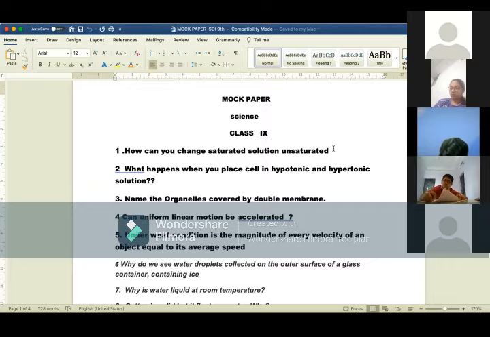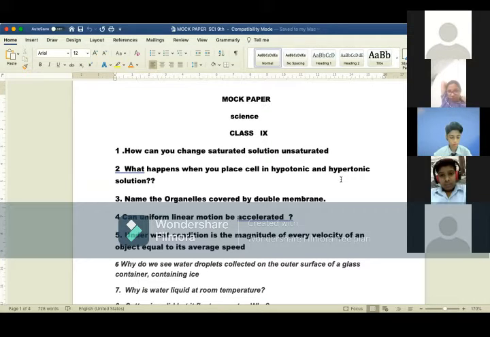All of you will write this answer first. Next question. What happens when you place a cell in hypotonic and hypertonic solution? First, all of you write down the answer. I can't hear you clearly, beta. Ma'am, he is saying that he has written it. So what answer have you written for this? Beta, mute your side first. Where is this disturbance coming from?